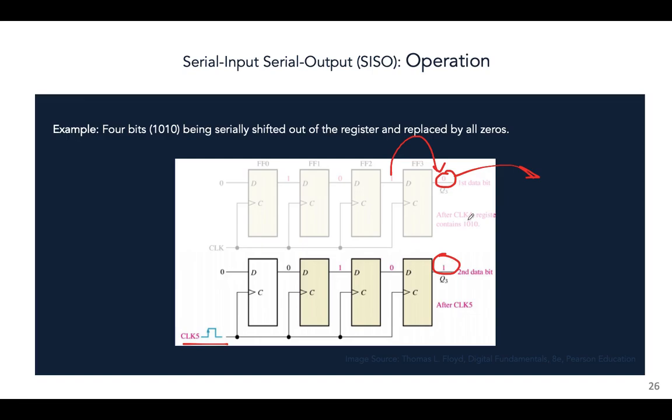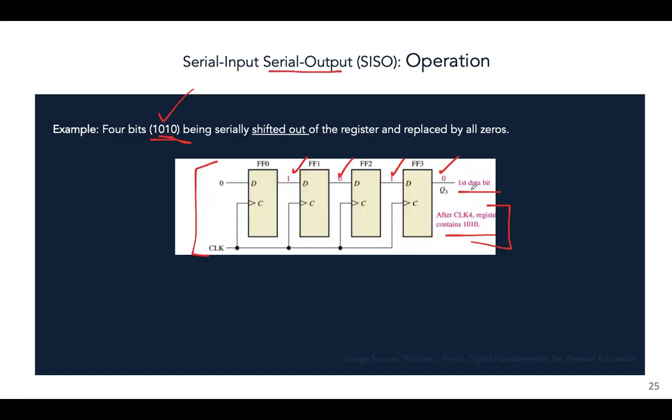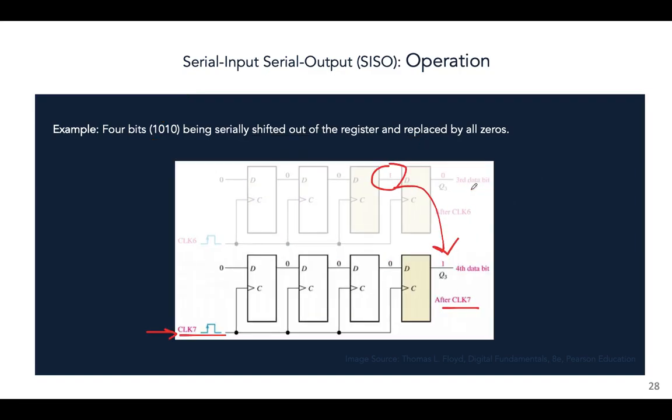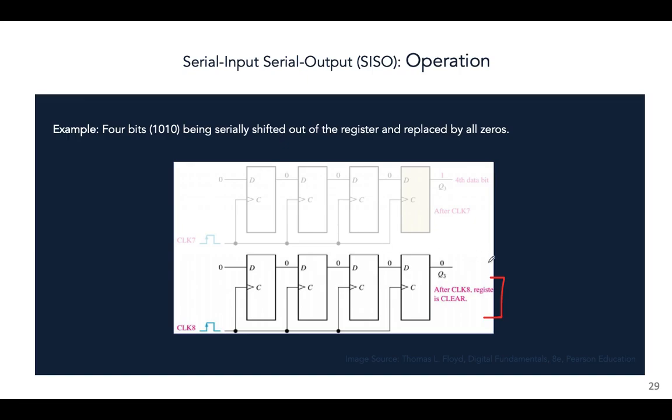See, first we got 0, then we got 1, then we got 0, and we got 1, right? But the point is, we have to return the register to the same state it was in before data moved in. So earlier, if you remember, at the very beginning of this entire process, the register was 0. All the outputs were 0. And that is what we need it to be after we've taken out the data. We need it to be 0 once again. That is why we have used a final clock pulse.